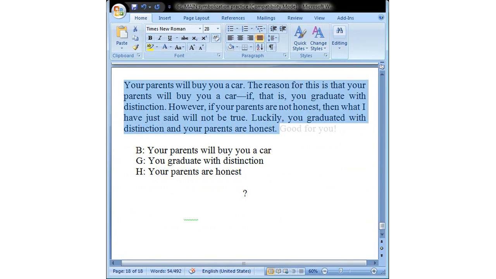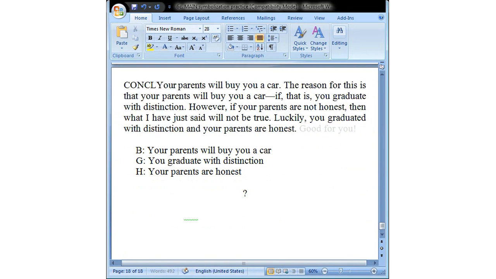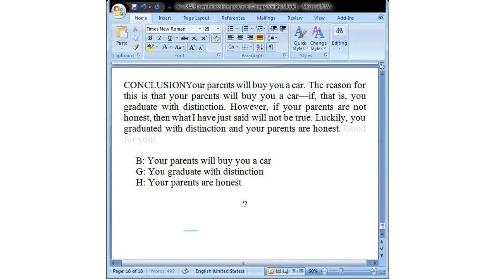They're trying to prove what? They're trying to prove something. What are they trying to prove? They're trying to prove that your parents will buy you a car. Exactly. That's the conclusion. Your parents will buy you a car.